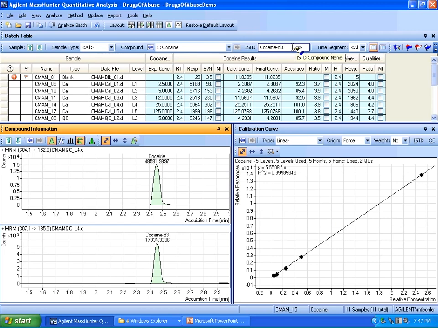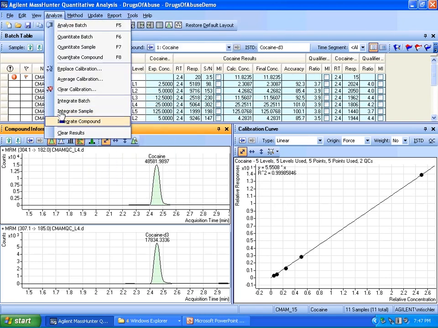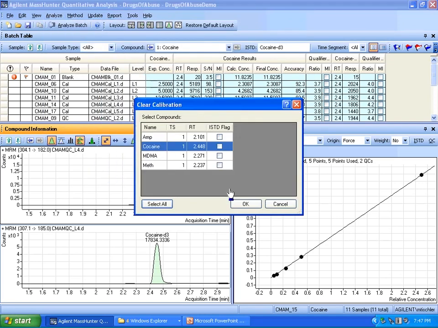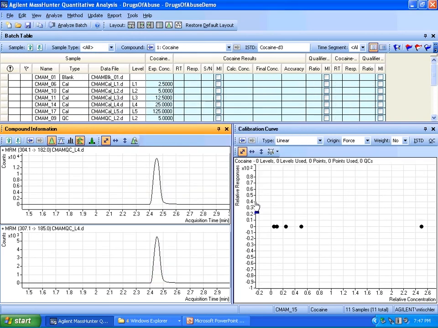With the drugs of abuse batch, which has the normal calibration curve and ISTD correction, that's quite typical. We are going to change this now to use relative ISTD analysis. So, let me first clear the calibration curve. So I will clear calibration for all the compounds. Now there is no calibration curve.